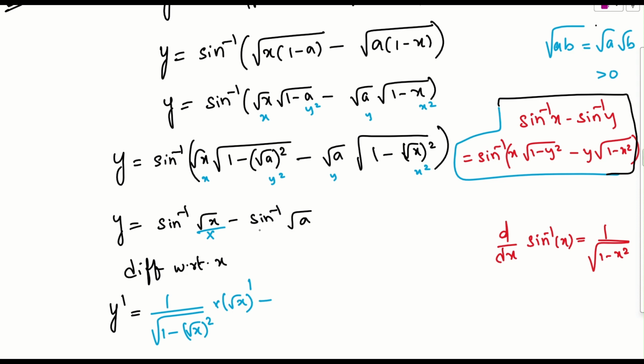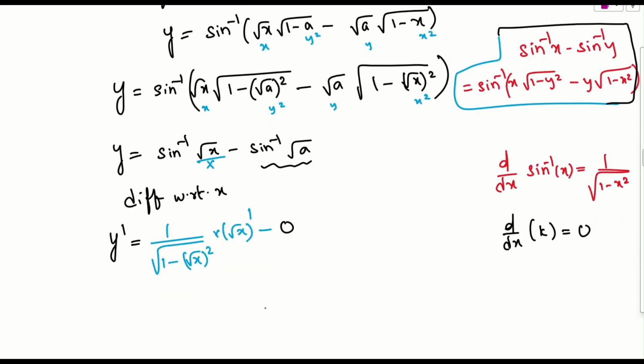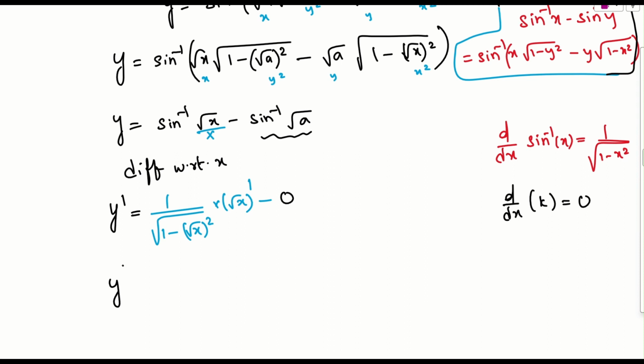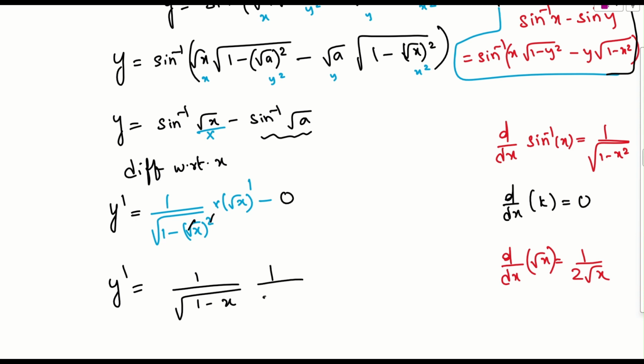If you check the second term, is there any variable? No. It comes under some constant k. What is the derivative of a constant? Obviously it will be 0. That is how I got 0. Which is nothing but y dash is equal to 1 by root of, square and root will get cancelled, 1 minus x. And what is the derivative of root x? I think I have already told you. Let me write it down. d by dx of root x will be 1 by 2 root x. The same formula I will be applying here, which is 1 by 2 root x.